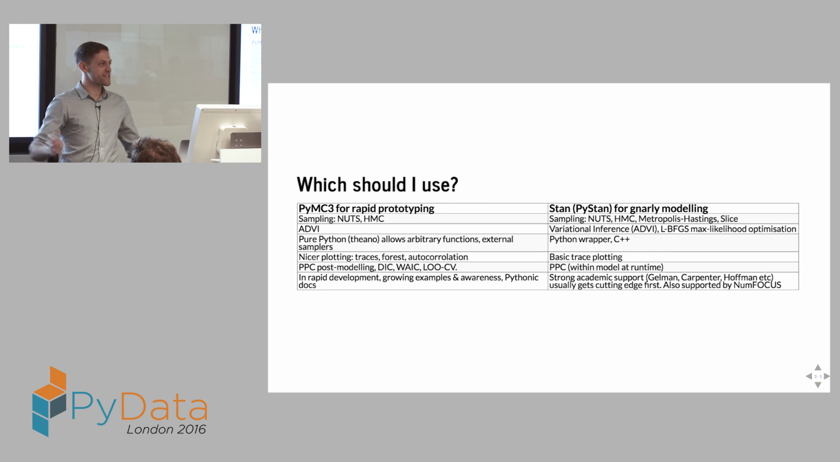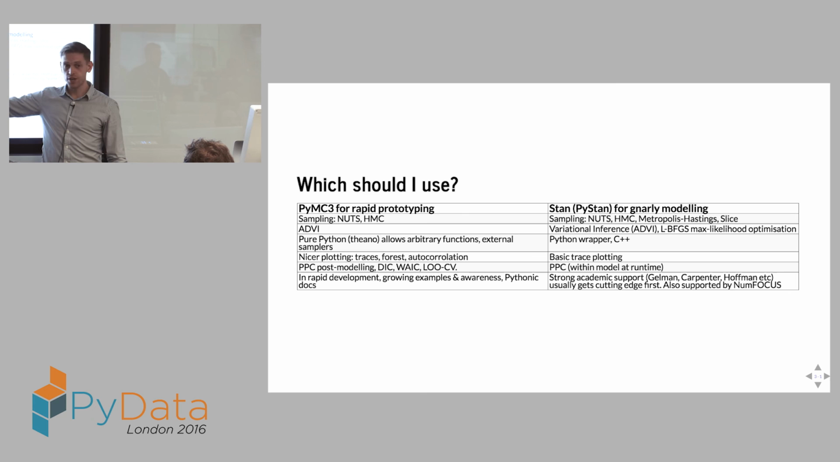Which should I use? I want to do some Bayesian modeling. What should I use? What should I do? I suggest, apologies for the formatting on this, that PyMC3 is fantastic for rapid prototyping. Everything's in Python. There's no messing about compiling anything else. Everything's on your system. Everything works. And sorry, Tom, if this is saying entirely the wrong thing. But there's a bunch of really great features for plotting.